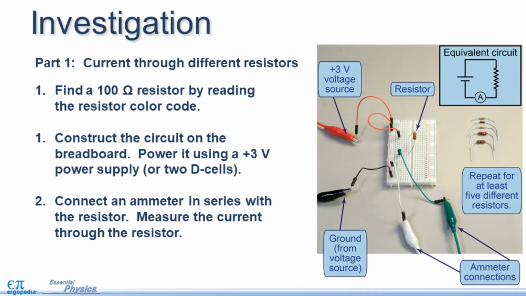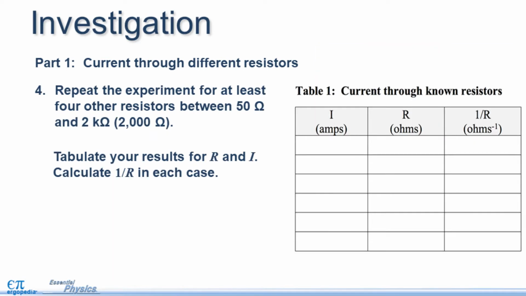Number 2, connect an ammeter in series with the resistor. Measure the current through the resistor. Repeat the experiment for at least 4 other resistors between 50 ohms and 2 kiloohms, which is 2000 ohms. Tabulate your results for R and I and calculate 1 over R in each case.